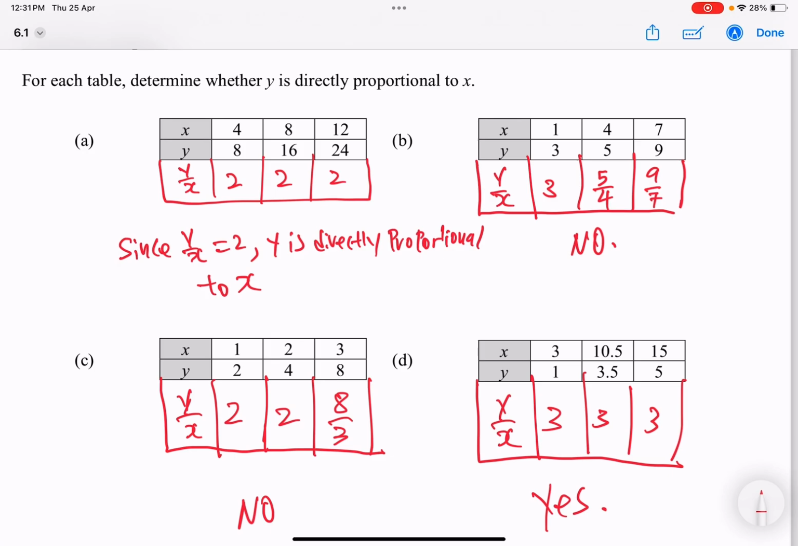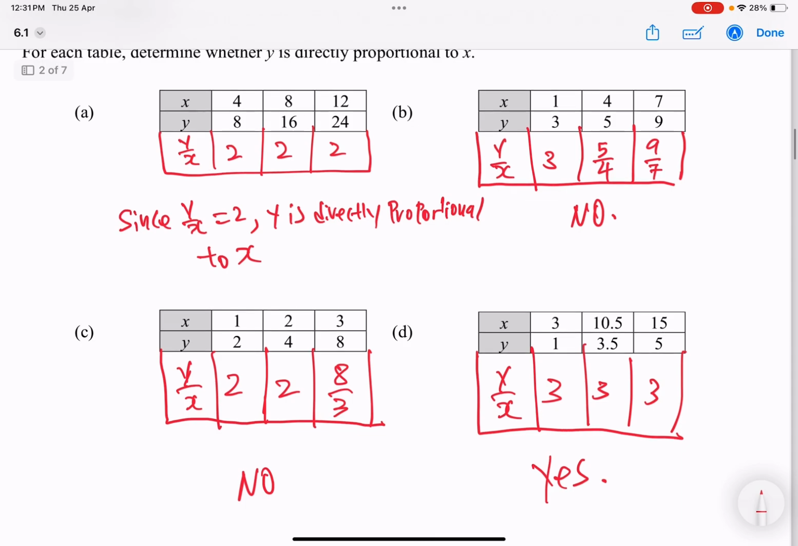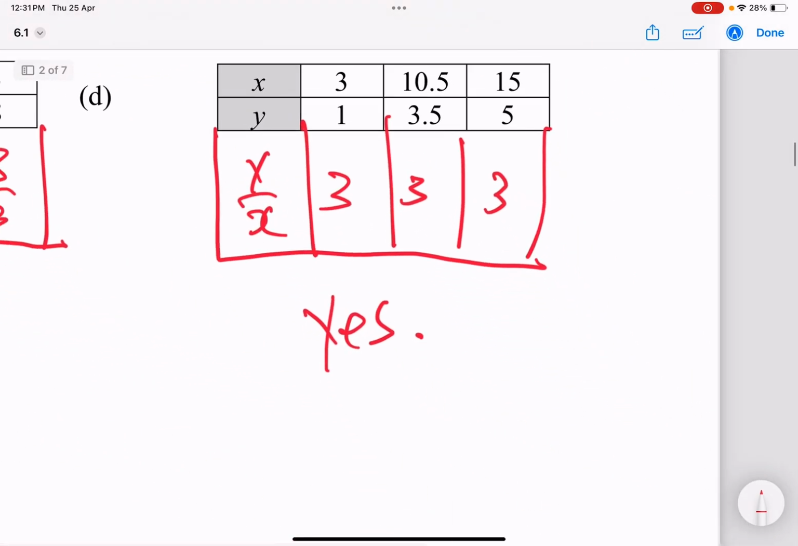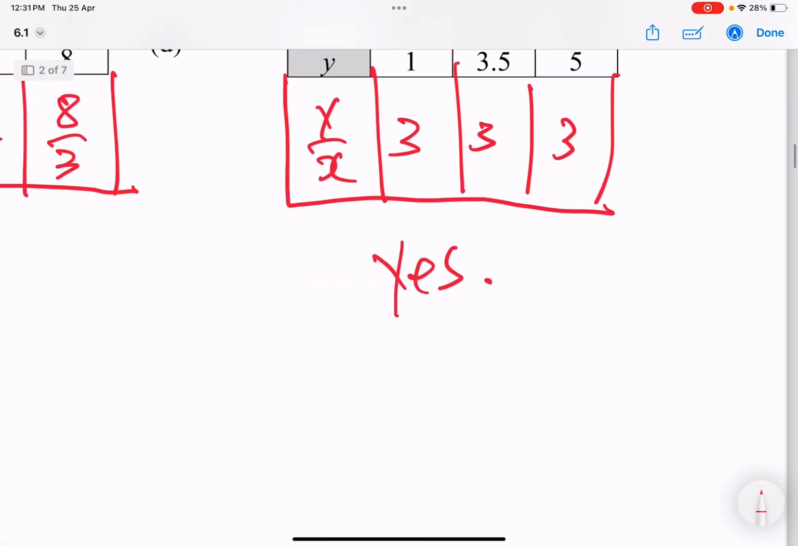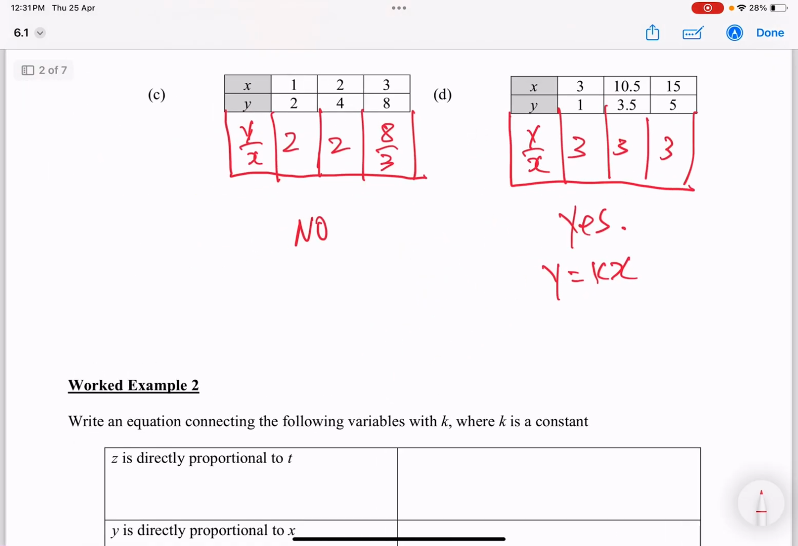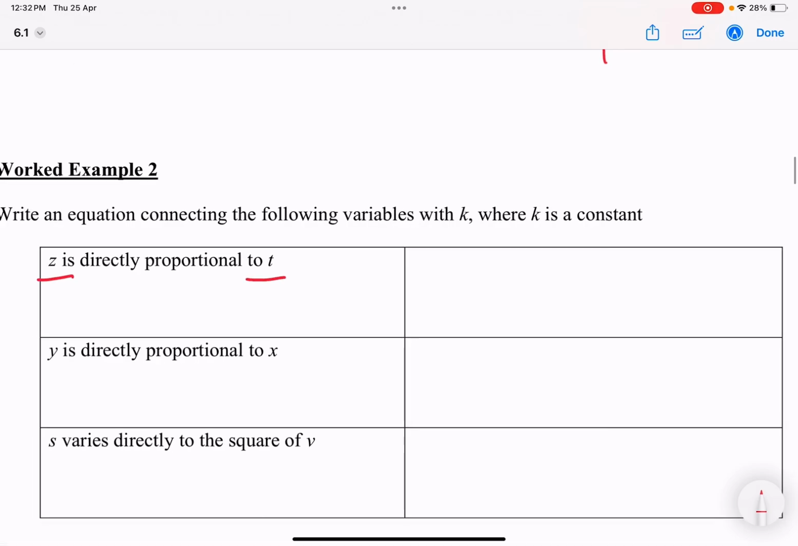Now, remember, just now I said if we have two variables that are directly proportional to each other, for example in this case, I know my x and y are directly proportional to each other, I can write this down as an equation: y equals kx. So let us try to write this down. If z is directly proportional to t, how can we write this down as a mathematical equation?